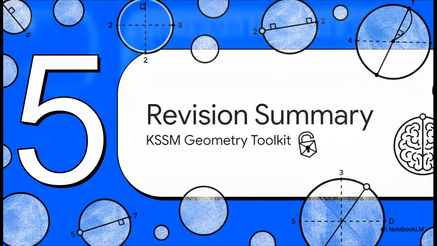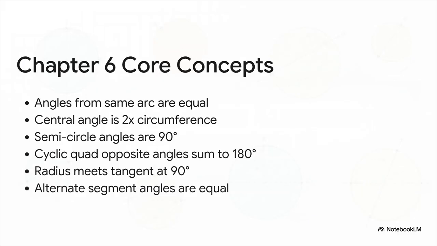Finally, Section 5, Final Chapter Revision Summary, your KSMM Geometry Toolkit. All right, let's do a rapid-fire review of these golden rules so you're ready for exams. Angles subtending from the same arc, always equal. The central angle, exactly twice the size of the circumference angle. Angles hidden inside a semicircle, a perfect 90 degrees. For cyclic quadrilaterals, those opposite inside angles always sum to 180 degrees. When you step outside, remember a radius always meets a tangent at exactly 90 degrees. And finally, the alternate segment rule, where that outside angle perfectly mirrors the inside one.